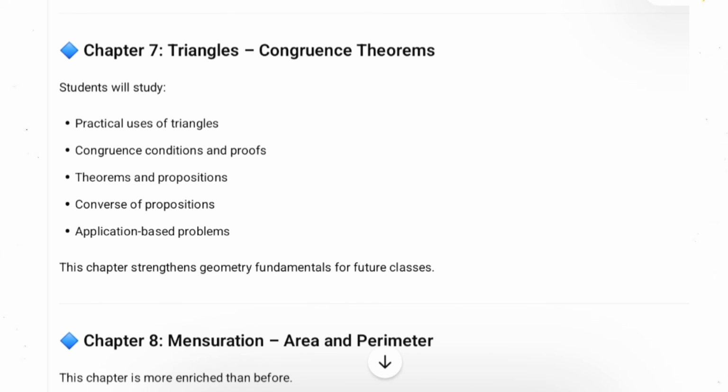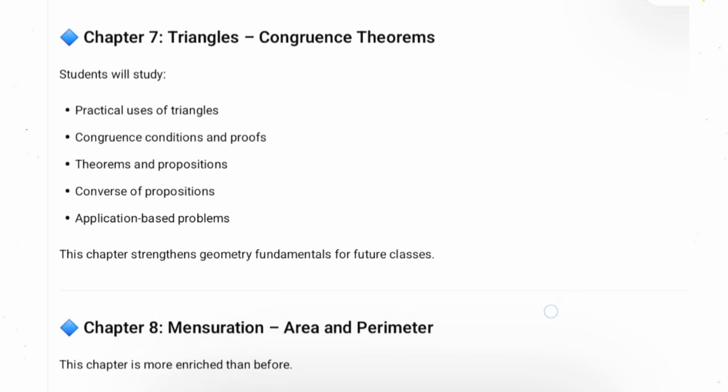Next is chapter 7, triangles, congruence theorem. Here are the practical use of triangles, congruency conditions and proof, theorem and proposition, converse of proposition, application based problems. This chapter strengthens geometry fundamentals for future classes.